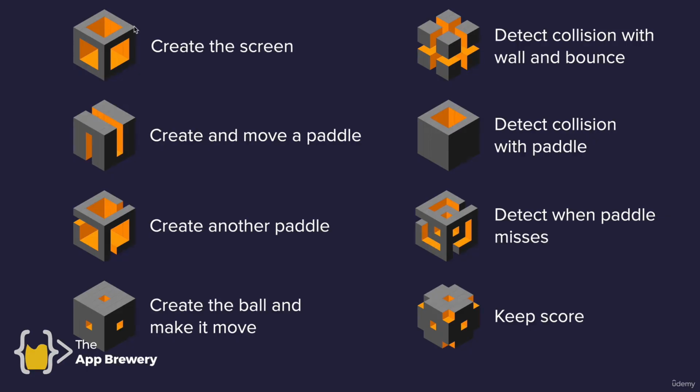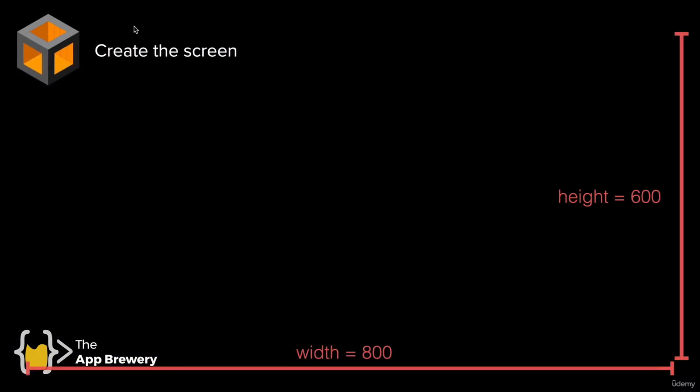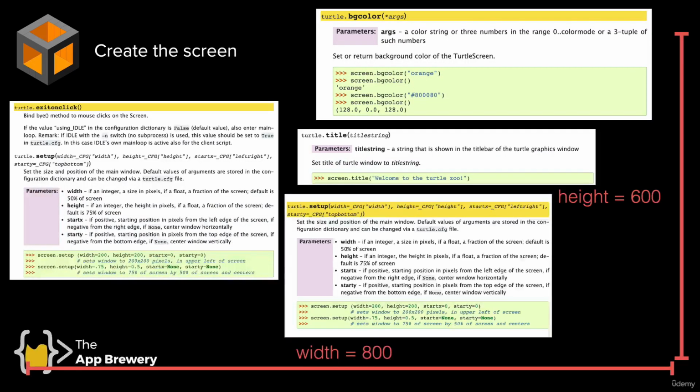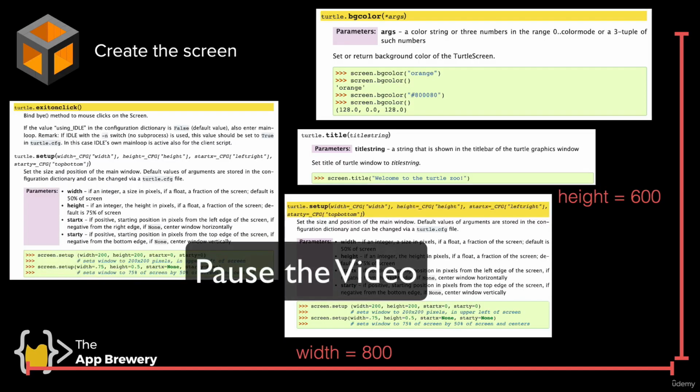The first challenge is pretty simple. We're just going to create the starting screen. It's going to be a screen that has a height of 600 pixels and a width of 800 pixels. It should be black in terms of the background color, and it should stay on the screen until we click on it. So using what you've learned so far, go ahead and set up the starting code for our project.